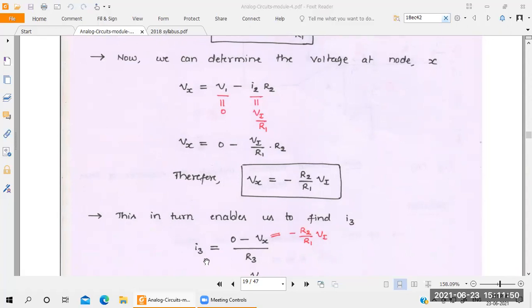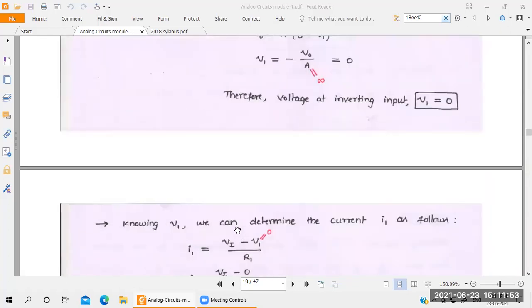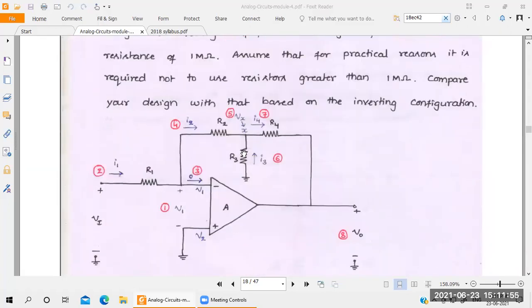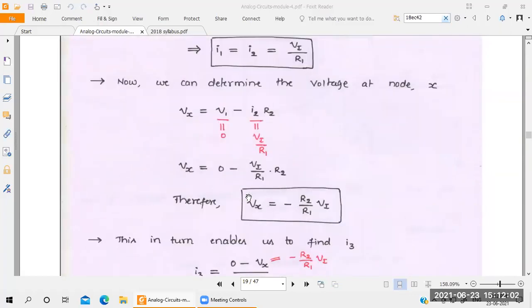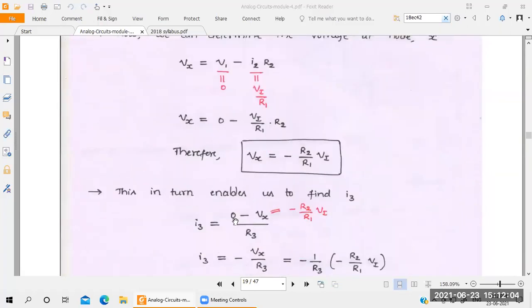Then you have to find out the I3. I3 means what here? Current across the R3 resistance. R3 is connected where here? R3 is connected between ground and the X point. Same thing, you take R3 now. Ground means zero voltage.